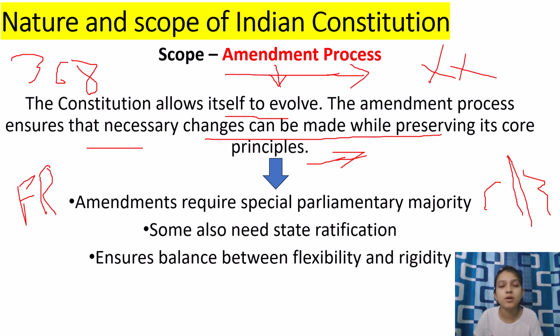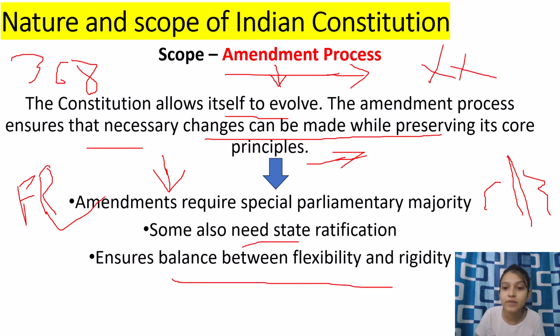So let us have a quick summary from this paragraph. Amendments require a special parliamentary majority. So it gives quite lengthy details on how an amendment would be made. Some also need state ratification, which ensures balance between flexibility and rigidity. So this is basically how an amendment would be made.